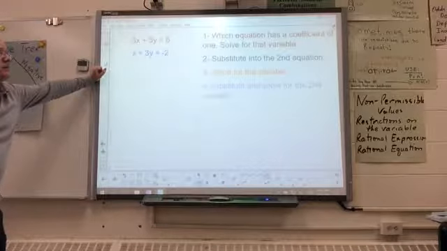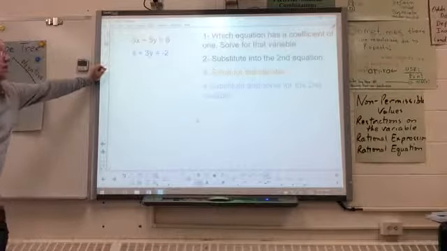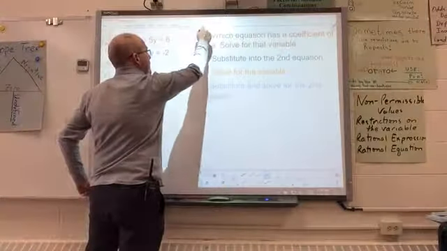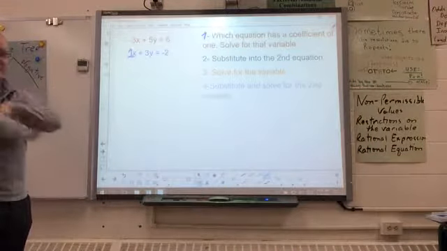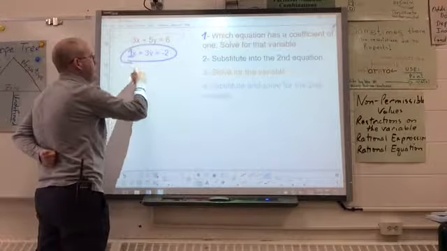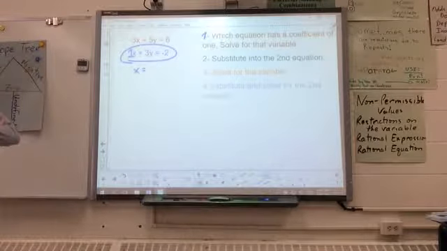One of the variables has a coefficient of 1. Which one is it? X. The blue X has a coefficient of 1. So that's the first thing. Find that 1. So we solve for that variable. So this time, we're solving for X. So this becomes X equals what? Don't tell me. Write it out. X equals, when you rearrange it. Just write it out on your slates and show me.